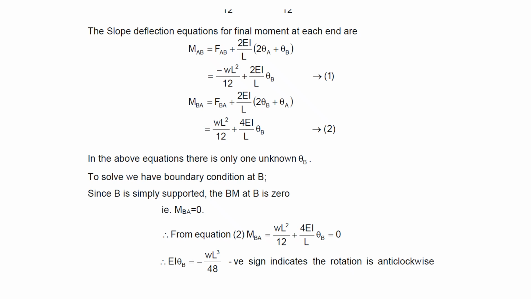So after obtaining these two equations, we have to solve them. Theta B is unknown, so we need only one condition. We can take any condition like joint displacement conditions, compatibility equations or end moment equations. So for solving this unknown theta B, we are taking MBA equal to 0. So we are equating equation number 2 to 0: WL square by 12 plus 4EI by L theta B equal to 0. From that we are getting EI theta B equals minus WL cube by 48. This negative sign indicates the rotation is anti-clockwise.